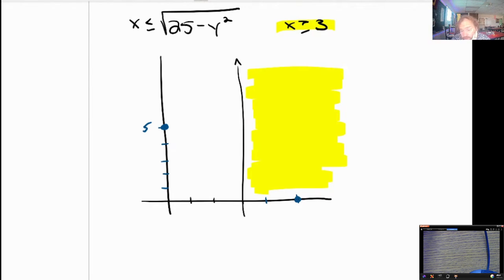I know that if y is equal to 1, then x is the square root of 24. I know that if y is equal to 3, 3 squared is 9, 25 minus 9 is 16, and the square root of 16 is 4. So 4, 3 is on this graph. X is 4 and y is 3. And I think what this is going to be is a curve like this. And we're looking for this shaded area right here.